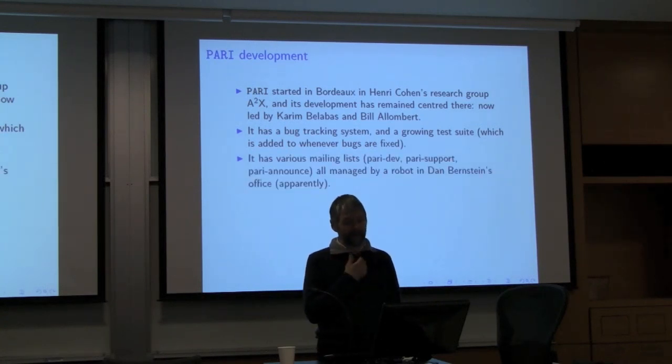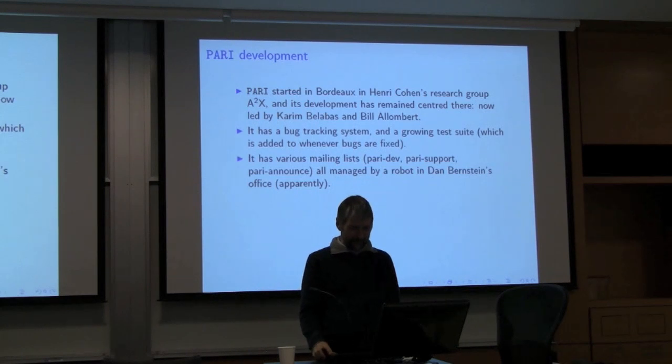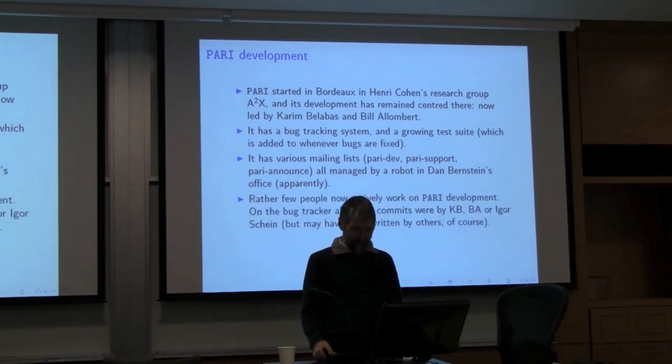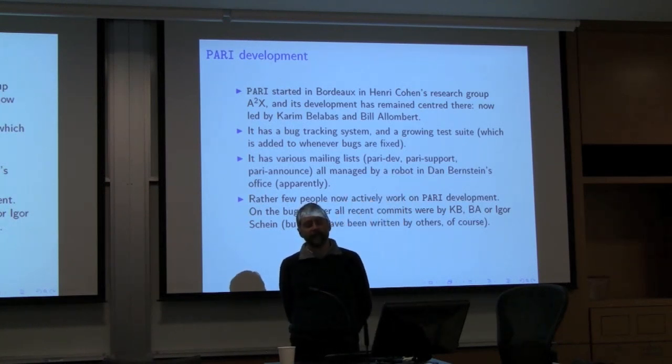They have mailing lists, for dev, support, and announce, which again are slightly weird to use. You have to talk to a robot in Dan Bernstein's office in order to get anything out of it, after retrieving it from your spam box. But there's a very small number of people working on it.